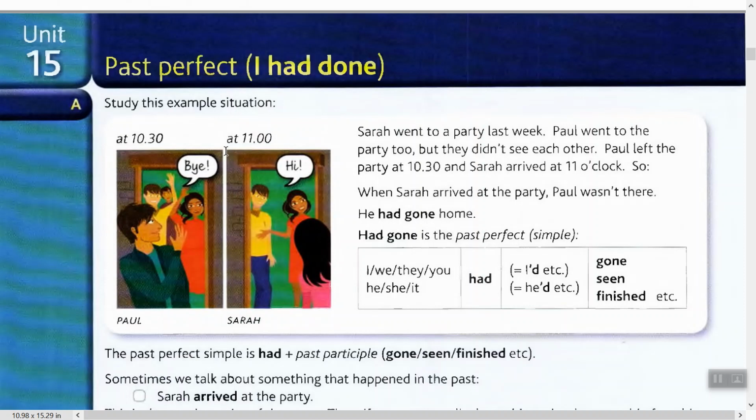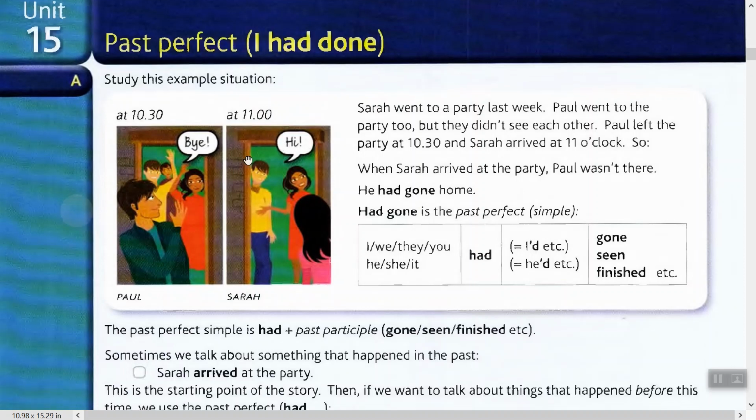In other words, something happened in the past. Let me repeat present perfect. Simple. Something happened in the past. The result is now. So two. Past perfect the same. Also we have two. But in the past. Okay, let's read this example.